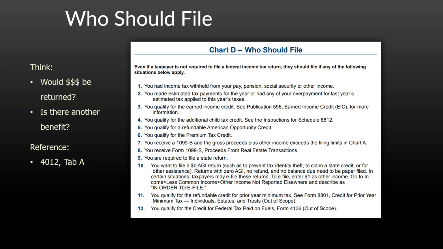As we discussed before, when the IRS receives a second tax return using the same tax identification number, it will reject the second return. In this way, the taxpayer prevents the filing of any fraudulent returns later for that same tax year. These and more reasons can be found on Chart D of Publication 4012 in Tab A.